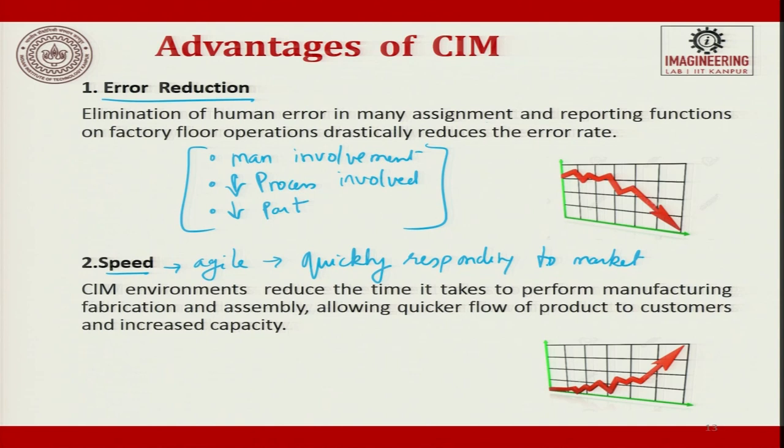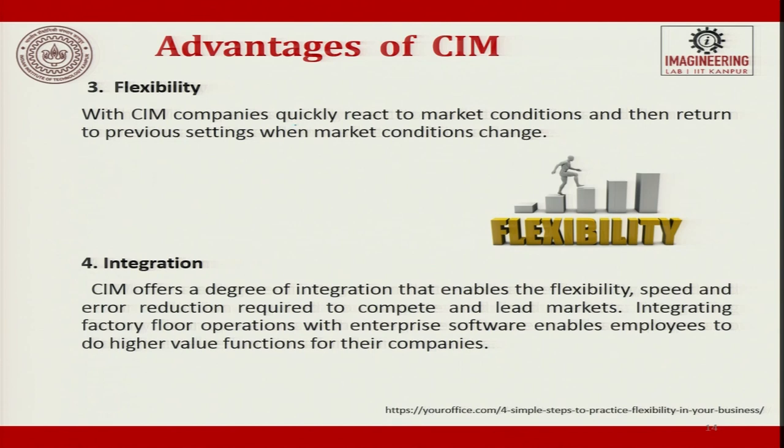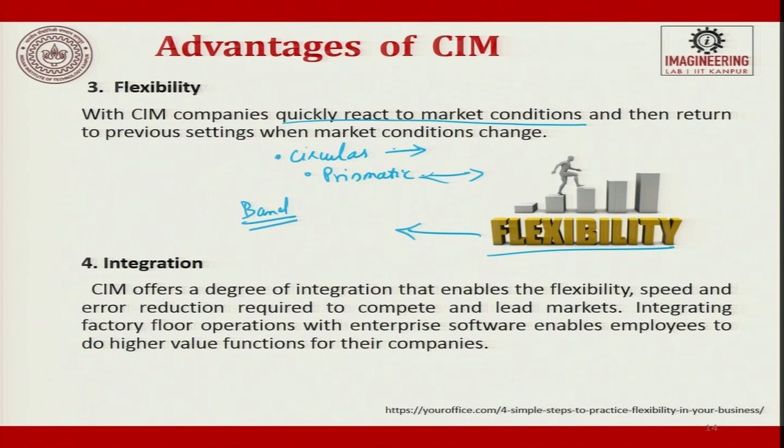Then we talk about flexibility. With SIMS, the company can quickly react to the market conditions and then return to the previous setting when market conditions change. So, flexibility is within the band. For example, there are circular parts and there are prismatic parts. The flexibility will be within prismatic or within circular. It will never be in the vertical.